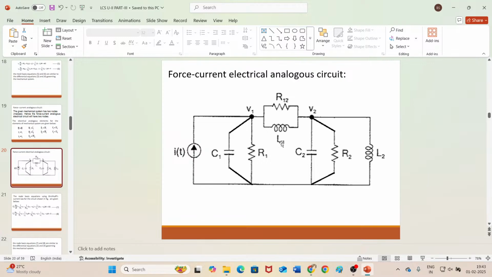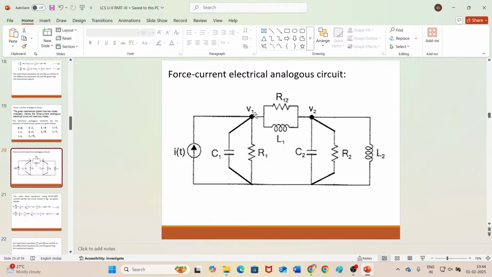So R12 and L1 must be connected in parallel to each other in between V1 and V2. Here V1 and V2 are the node voltages, so nodes represent the masses. Mass is replaced by nodes here. Now, only to node 1, only to mass 1, what is connected? F of t is connected, and F of t must be replaced by I of t.